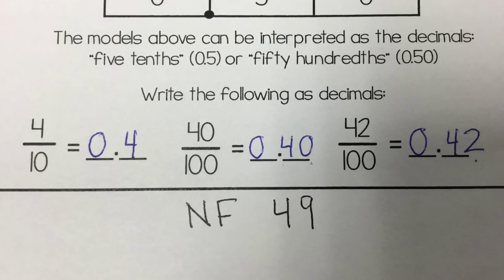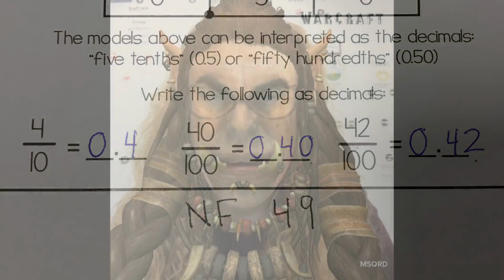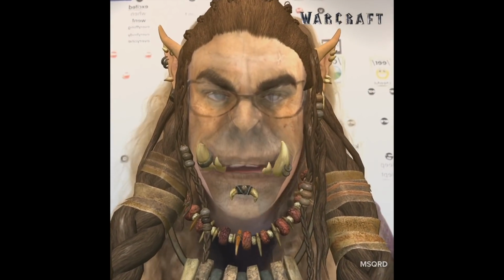So let's write the following as decimals. This is 4/10. So there's not a whole, so a 0 goes here. 4/10 goes to the tenths place, so it would be 0.4 is 4/10. If it's 40 100ths, there's still no whole, so that's a 0. But 40 100ths would go out to the hundredths place, 40 100ths. If it's 42 100ths, there's still no whole. But 42, this goes to the hundredths place. So 42 100ths.